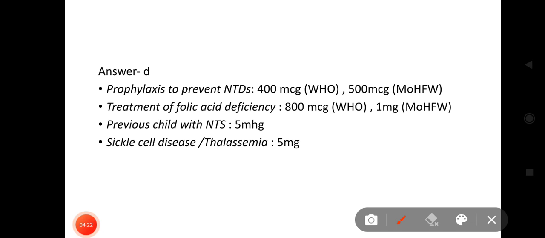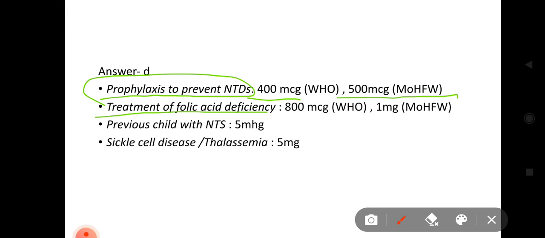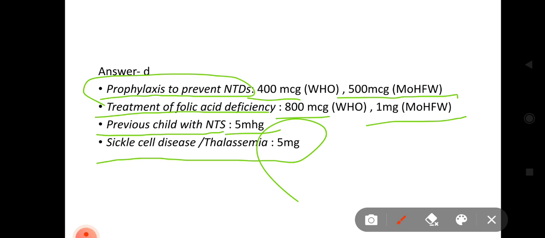Now, dose of folic acid in different conditions: prophylaxis to prevent neural tube defects, 400 microgram as per WHO and 500 microgram as per MOHFW. Treatment of folic acid deficiency, 800 microgram as per WHO and 1 mg as per MOHFW. If previous child history with NTD, the neural tube defects, 5 mg, and sickle cell disease or thalassemia also 5 mg.